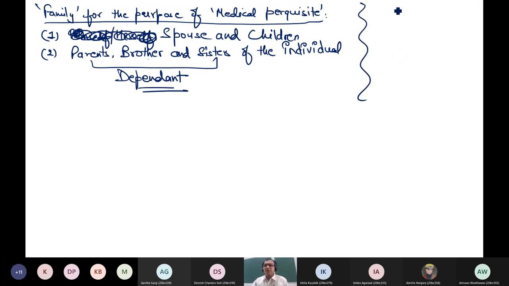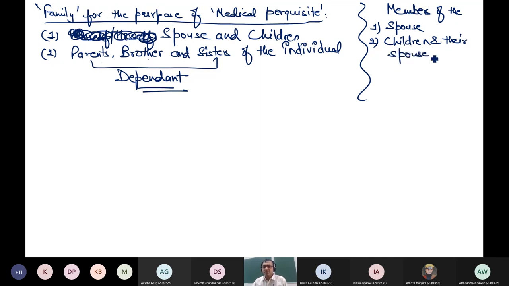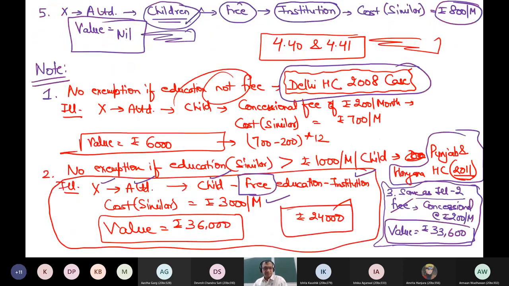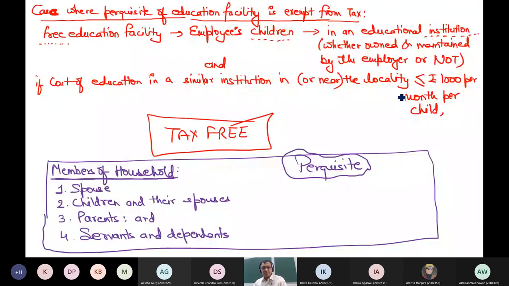Now when you compare it with members of the household, see, this is the difference. Members of the household. So members of the household includes what? Spouse, children and their spouse, parents, and it was servants and dependents. Servants and dependents.